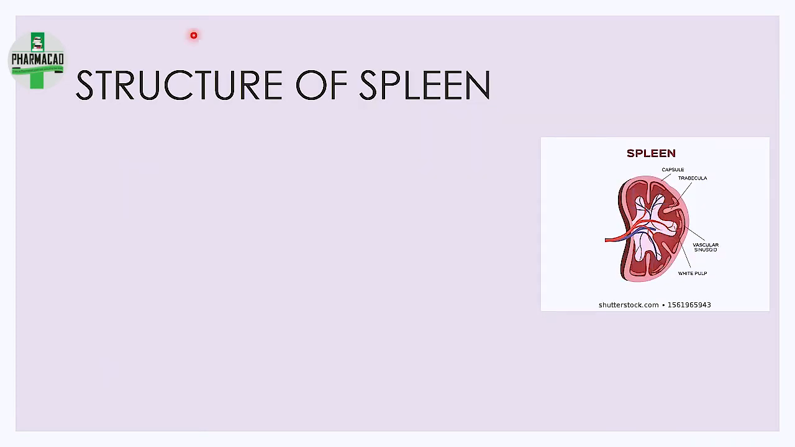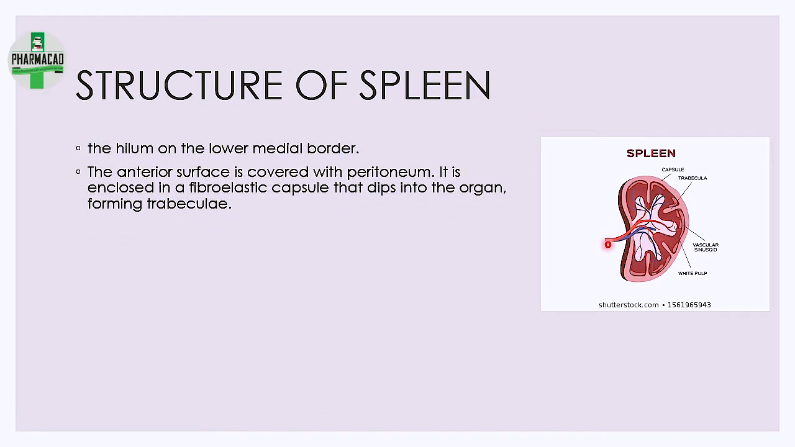We come to the structure of spleen just like we've done structure of lymph node. This is the hilum. Hilum मतलब जहाँ से चीज अंदर बाहर जाता है. It's like a gate. It is situated in the lower medial border of the spleen. The spleen is covered by peritoneum. Yes, और एक फाइब्रोइलास्टिक कैप्सूल होता है जो तुम लाइट पिंक में देख रहे हो वो. That will dip into the organ. You can see this is a dipping.